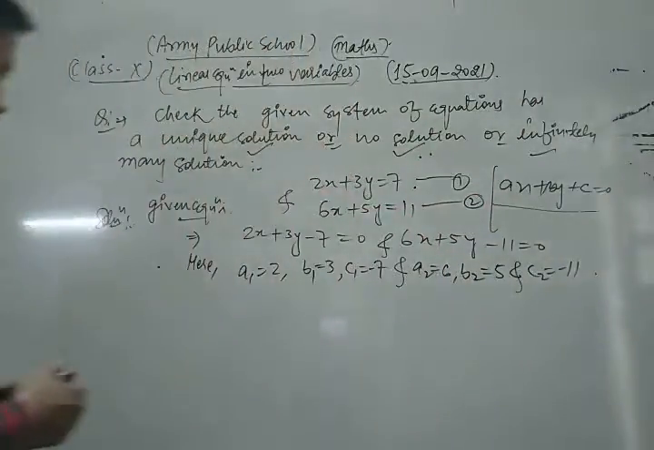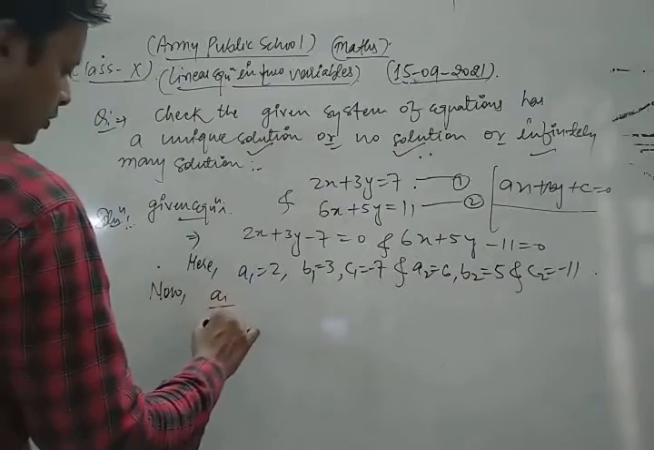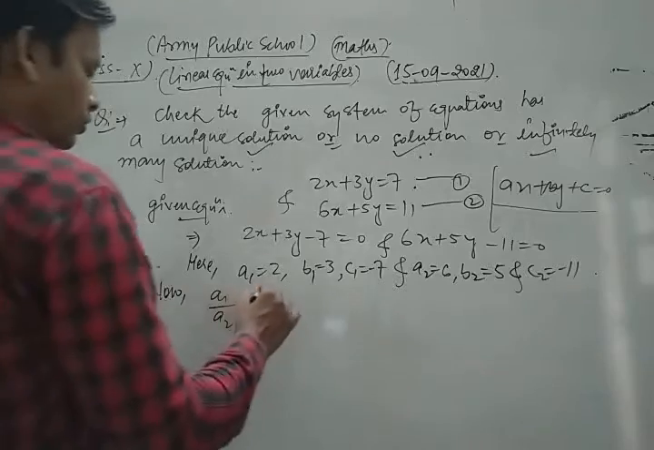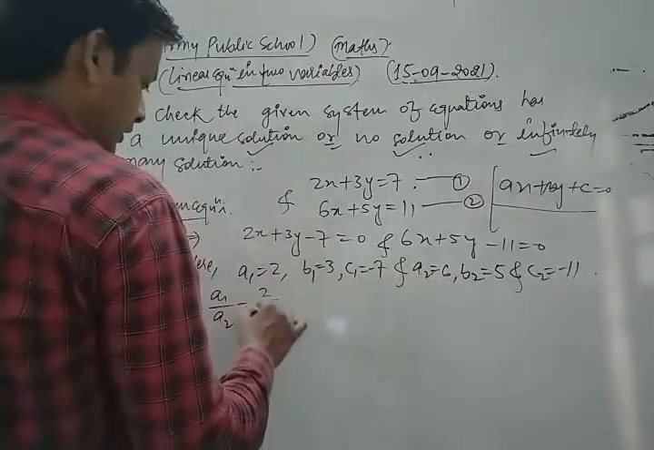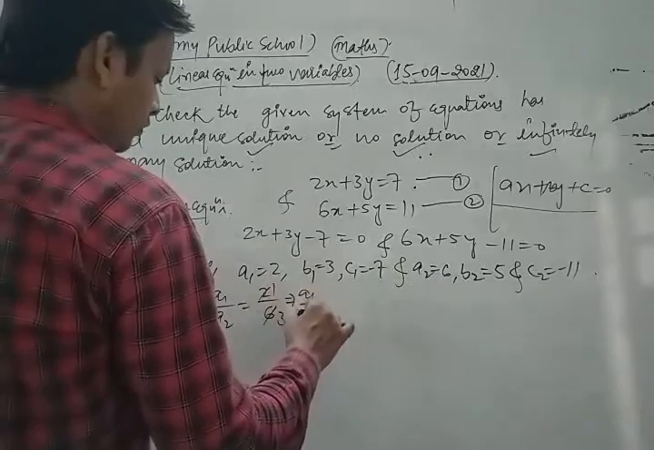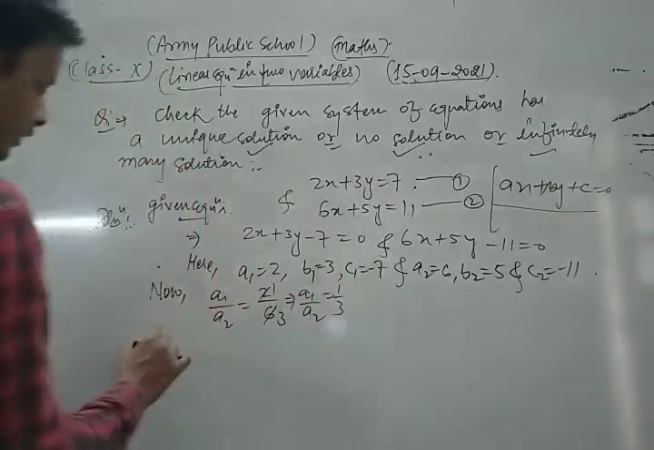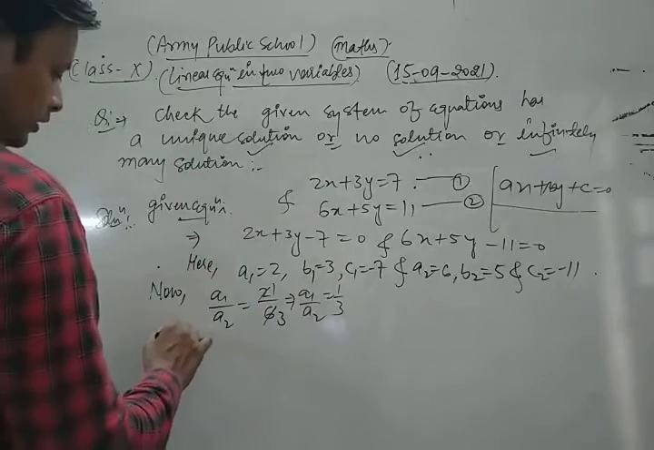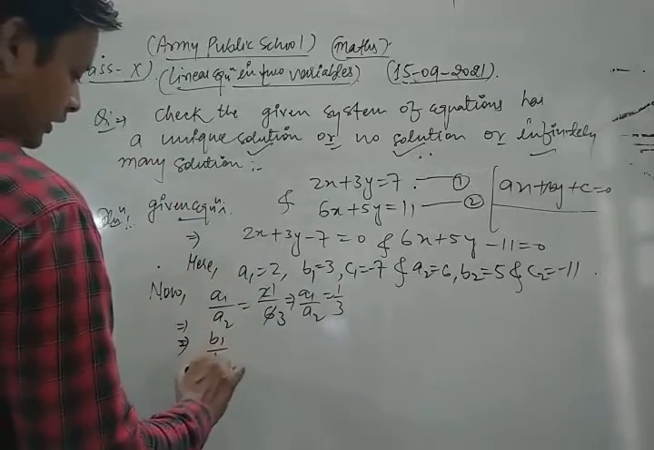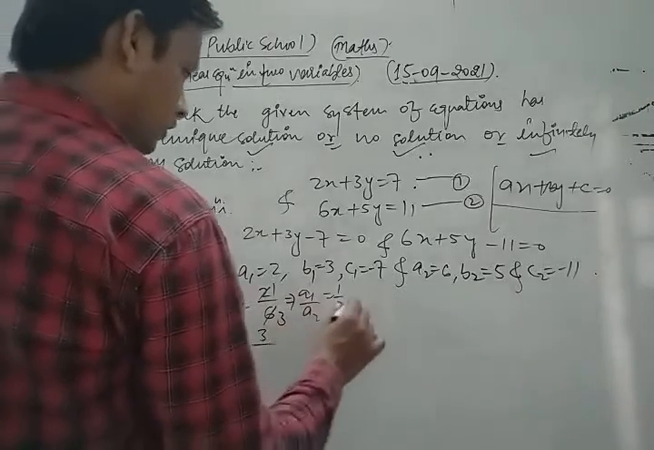Now the value of a1 upon a2 is 2 upon 6. This is 2 ones are 2, 2 threes are 6. So a1 upon a2 is equal to 1 upon 3. Okay. Now we find b1 upon b2. The value of b1 is 3, and b2 is what?